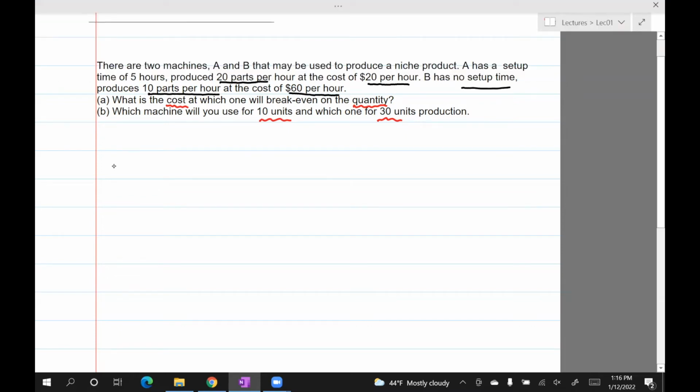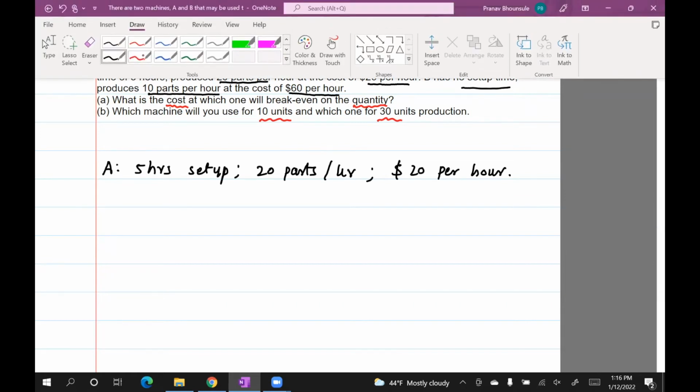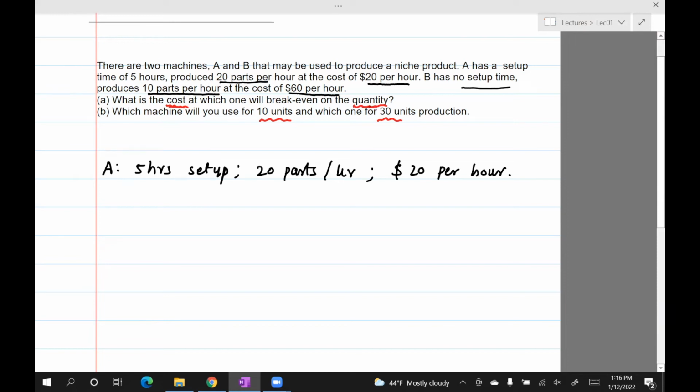Okay, so let's write down a few things. Let's write things about A. For A, we have 5 hours setup. We have 20 parts per hour, and then we have $20 per hour. Now in this scenario, there is parts, there is hours, which is time, and then there is a cost. We only are concerned about two things here. We are interested in the cost and the quantity. So having anything in terms of anything else is difficult for us to interpret.